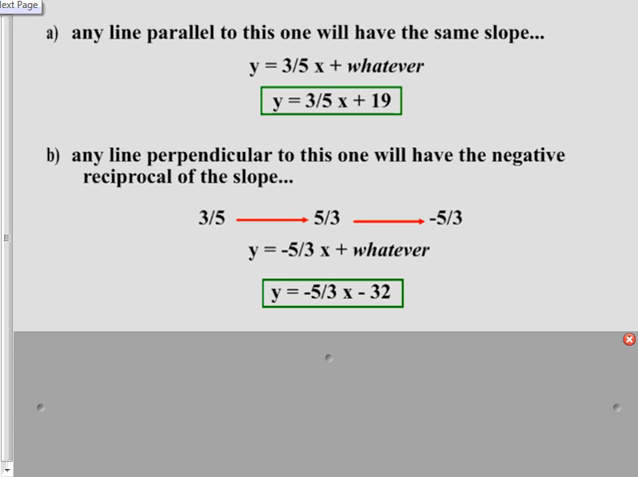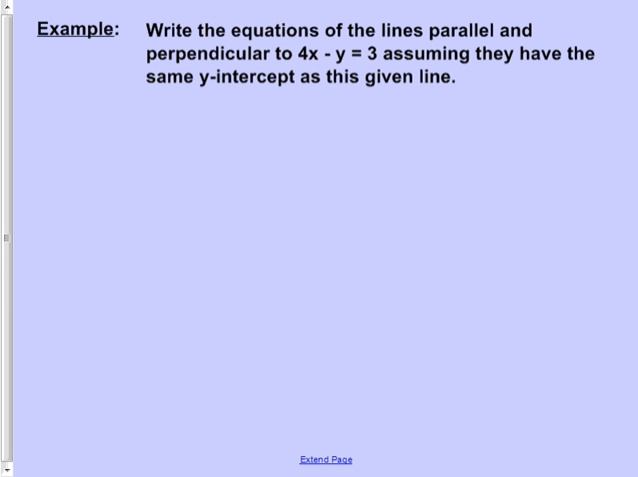Now I have one more example that I will be going over with you at the first of class on Monday. But go ahead and copy it down, and if you're understanding everything, it probably won't take you more than a couple of moments to fill it out yourself. So copy this one down, give it a go. Write the equations of the lines parallel and perpendicular to 4x minus y equals 3, assuming they have the same y-intercept as this given line. Copy it down, give it a try.